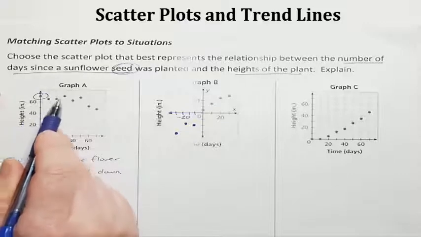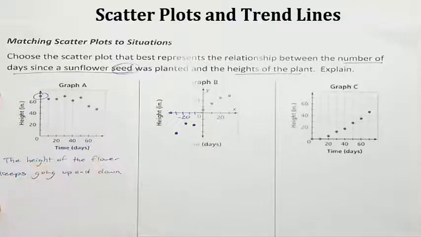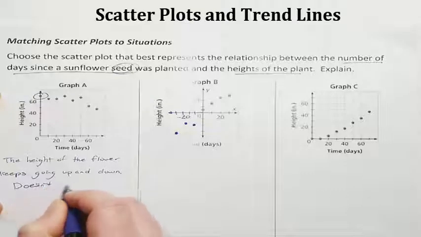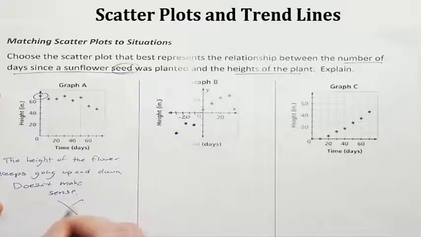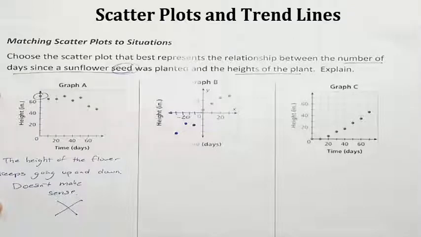And then it bounces around in its height, which also doesn't make any sense. So this story doesn't make sense. Since it doesn't make sense, this is probably not the graph to represent our story. So now looking at this one.